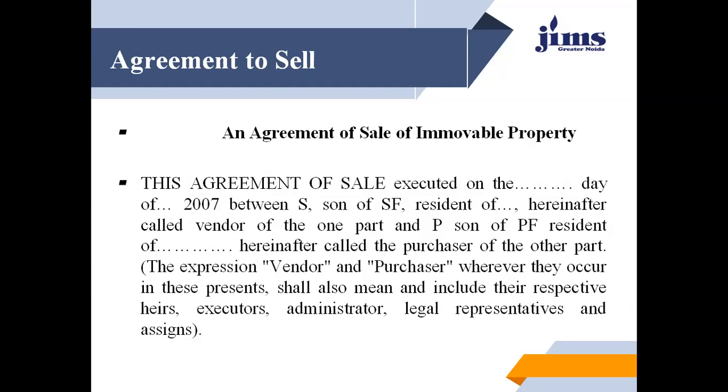In that, we also have to mention the parties to the deed. So we have to start with the same as this agreement of sale executed on this day of this month of this year between so and so. Here I have given the name as S, son of SF, resident of so and so, hereinafter called the vendor or party number 1 of one part, and P, the son of PF, resident of so and so, hereinafter called the purchaser or vendee or second party of the other part.